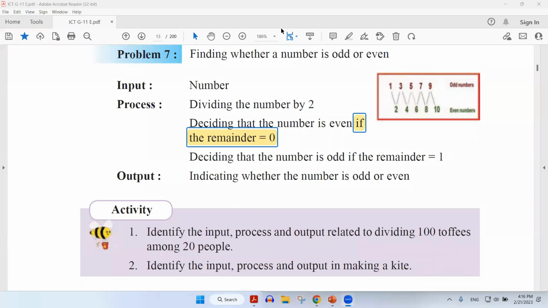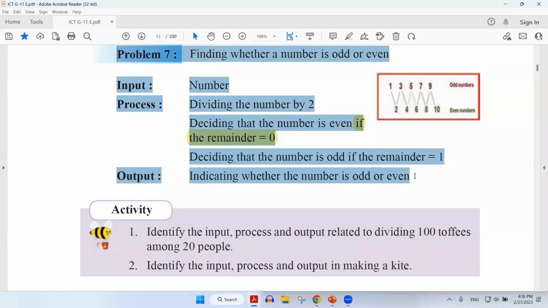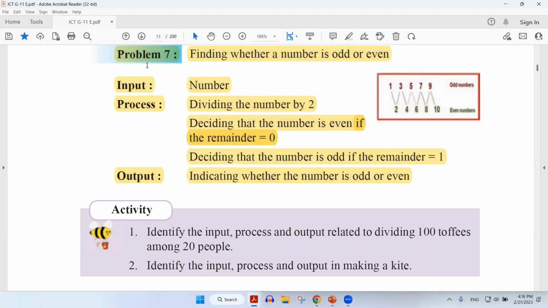Right. Great. So let's write this example by indicating problem 3, not 7, right? This is the third problem that we are going to write in the book. So write it as problem 3 and write this down, right?